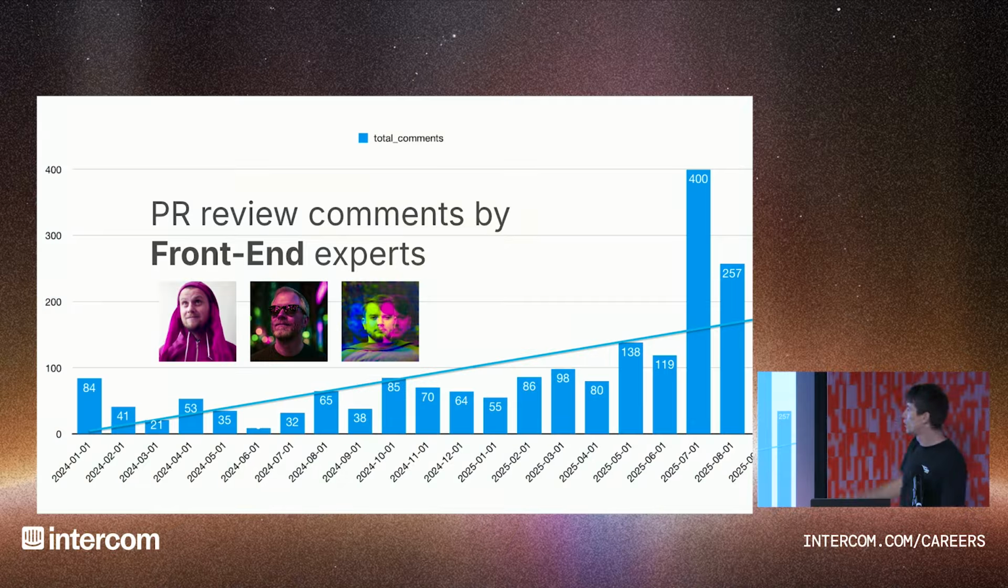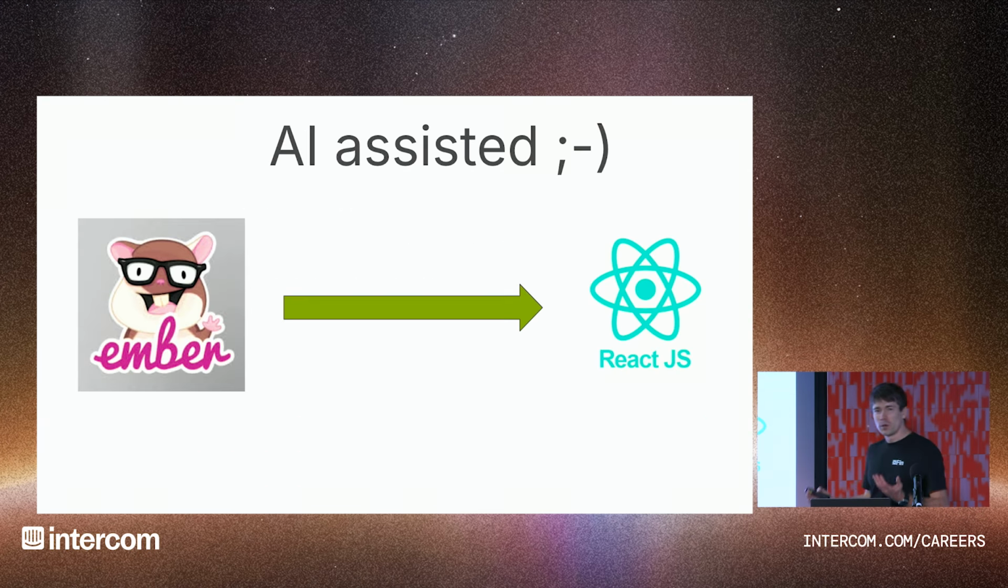They were drowning in work, just trying to catch up with all those pull requests and point out some useful feedback for the engineers. So why was it the problem? Why was there so much work for them? Well, it turns out we were migrating from Ember.js to React.js.